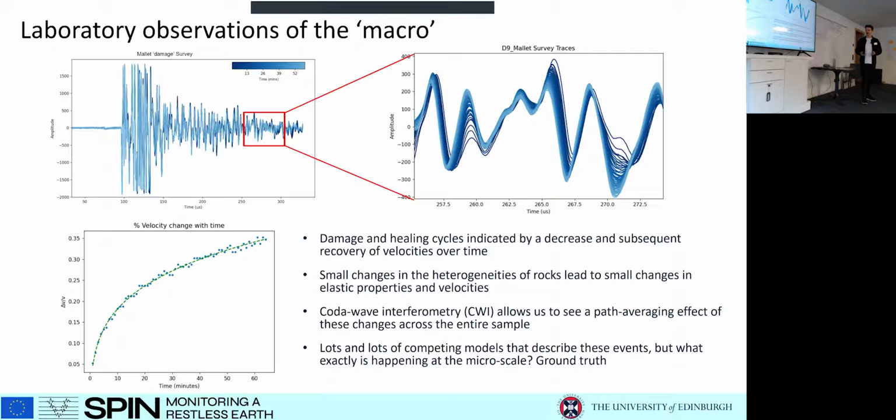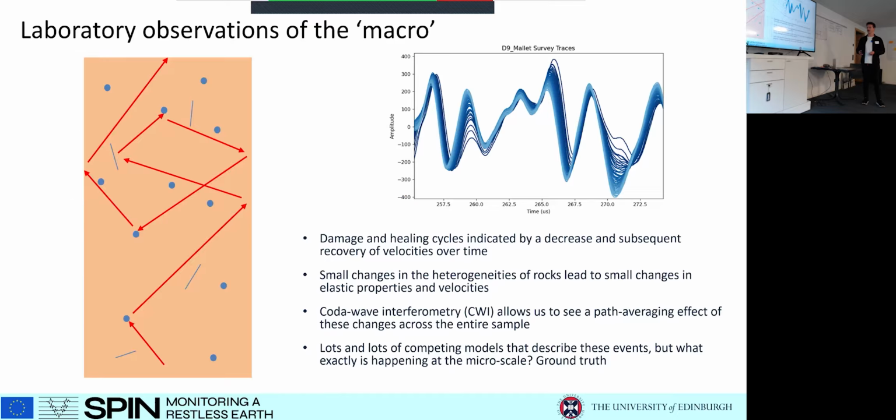So we did some coda wave interferometry. So we built upon a code at Edinburgh, and we found that the magnitude of these healing events, at least in this lab scale, was about a 0.35% recovery in velocity over the span of about an hour, and that's just after a simple whack with a mallet. So coda wave interferometry gives us a path averaging effect of all these changes of all these little heterogeneities within the rock. But it doesn't tell us exactly what's happening at a micro scale.